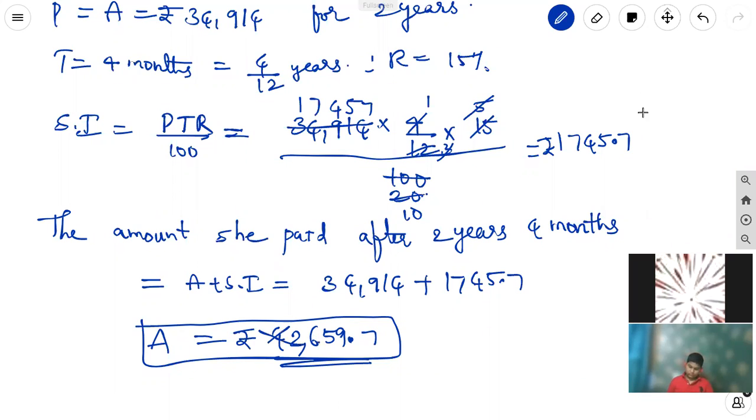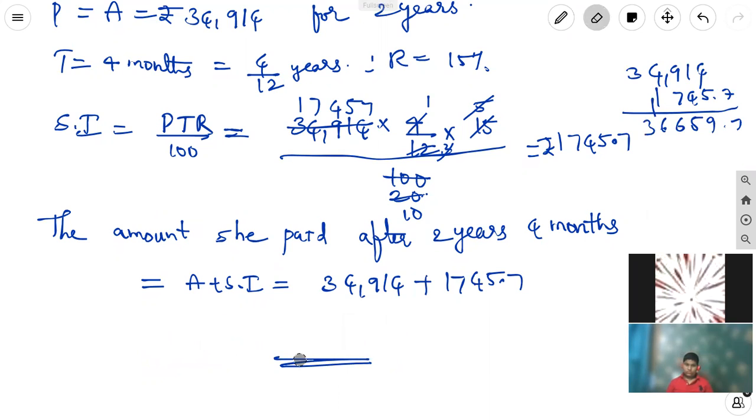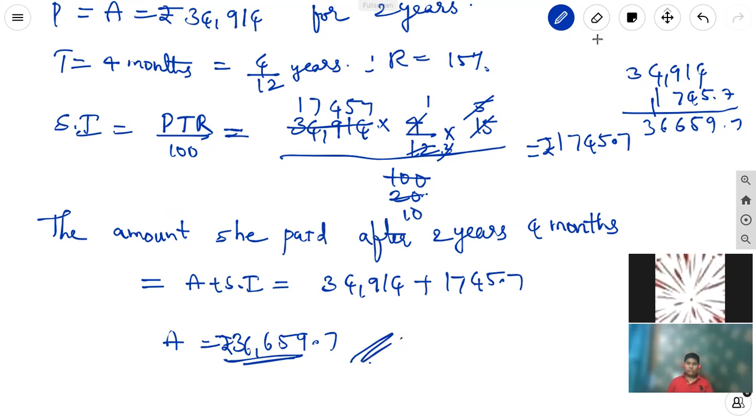Sorry, here the amount is calculated wrongly. 34,914 plus 1,745.7. 7, 9, 5, 16, 6. The amount is equal to 36,659.7 rupees. Okay, this is the amount she paid after 2 years 4 months.